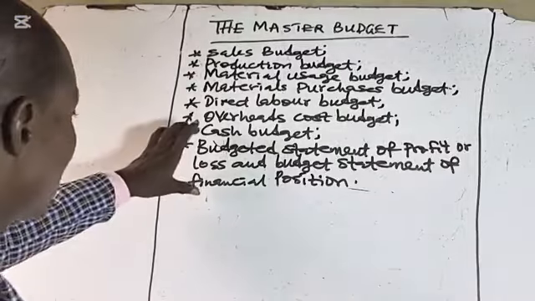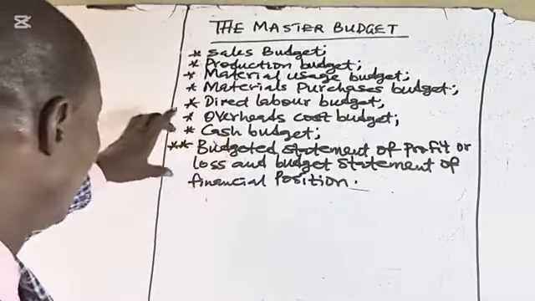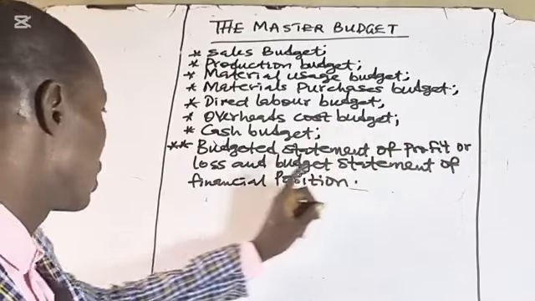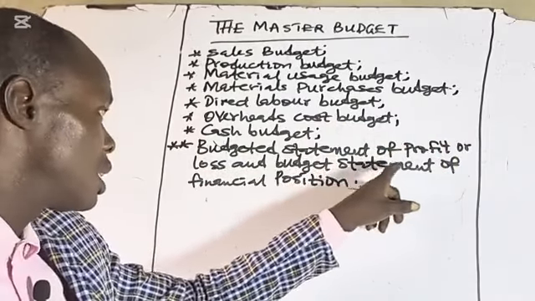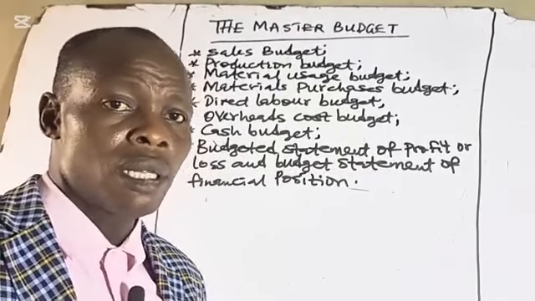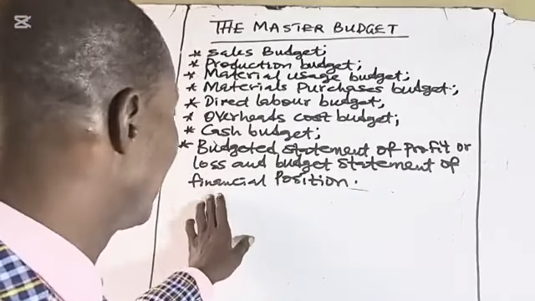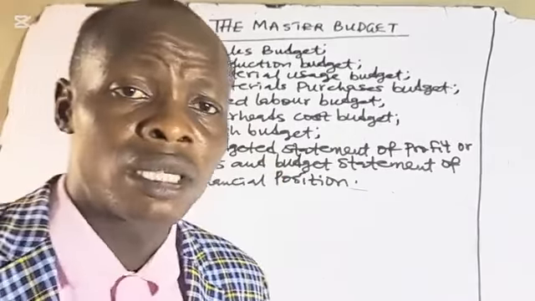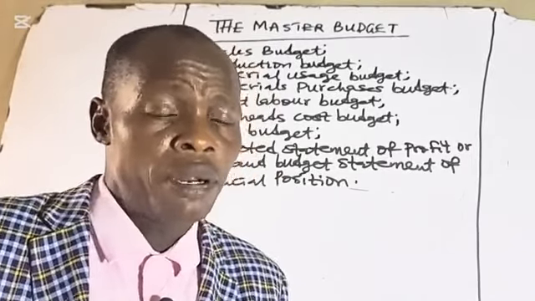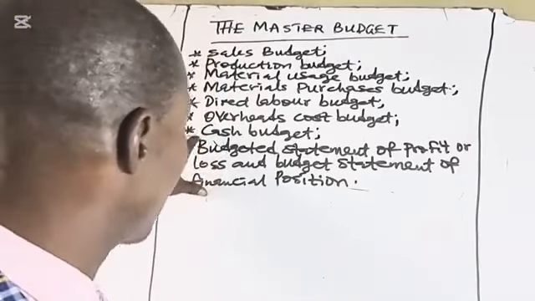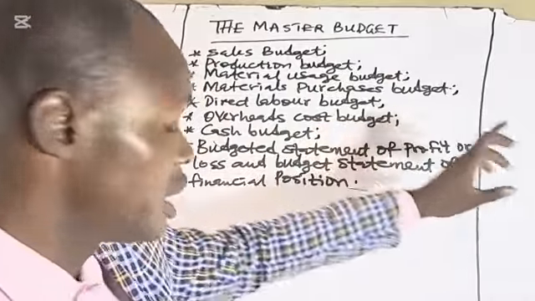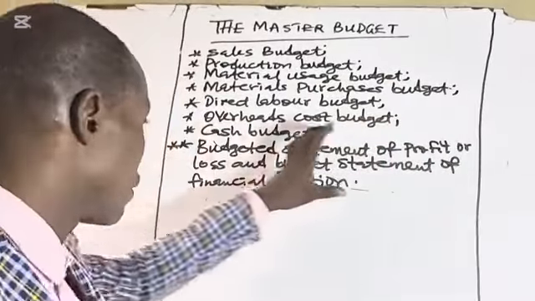So, I will further expatiate on the budgeted financial statements, that is the budgeted statement of profit or loss and the budgeted statement of financial position. Remember, the statement of profit or loss is prepared to ascertain the profits or losses incurred in the period. That is the statement of profit or loss.